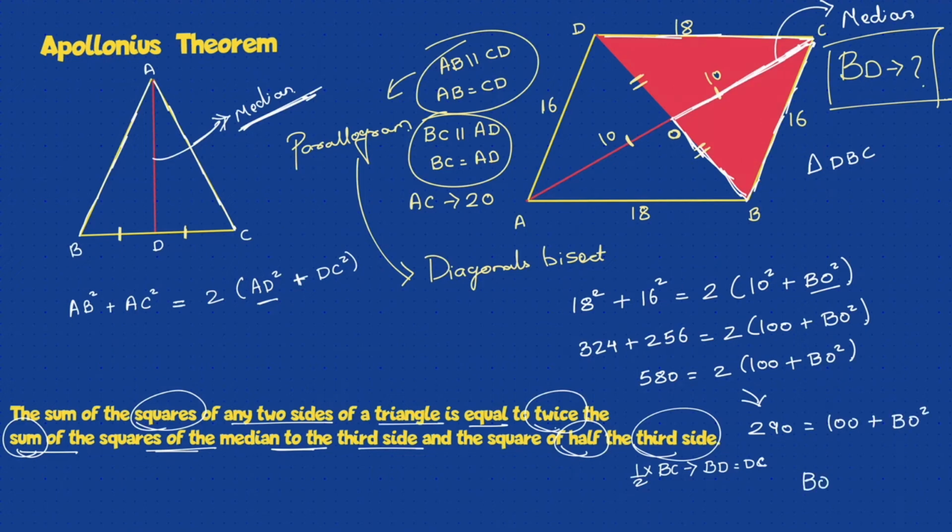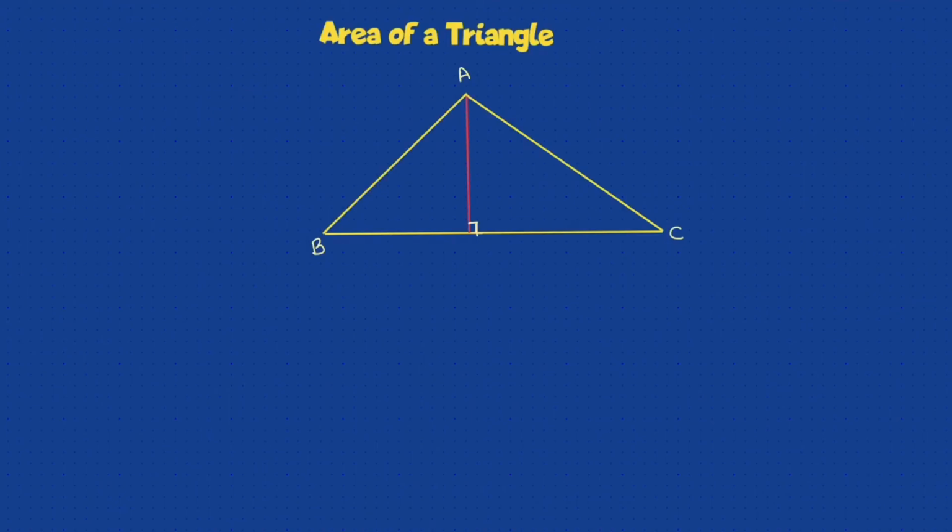So BO square is equal to 190. BO will be equal to square root of 190. So I got one part which is BO, but BO is equal to DO because diagonals bisect. So that will also be equal to square root of 190. DB, which is being asked, is 2 into square root of 190. That is how to apply Apollonius principle. Okay, so remember all the theorems.